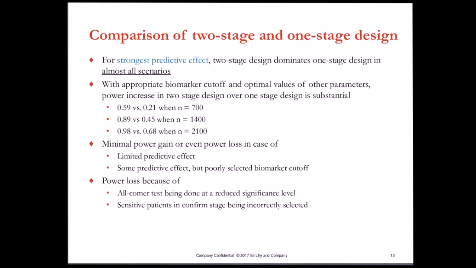However, if the predictive effect is very limited, for example, probably a wrong biomarker was considered, or if the correct biomarker is selected but the cutoff was poorly determined, then the power gain is minimal, or we may even have power loss. This is easy to understand because in the two-stage design we have to use a reduced alpha, alpha 1, for the all-comer test, and the 70 patients in the confirm stage are incorrectly selected.